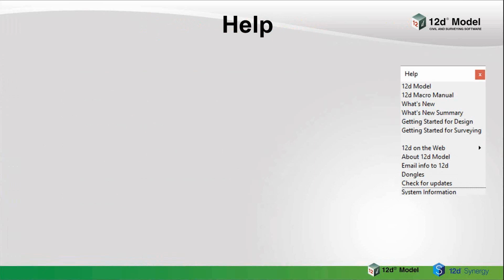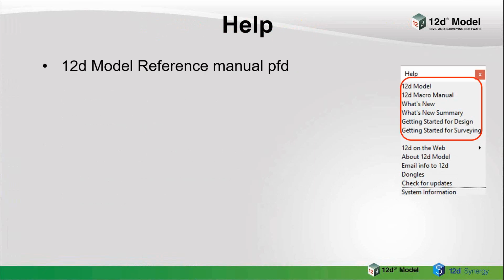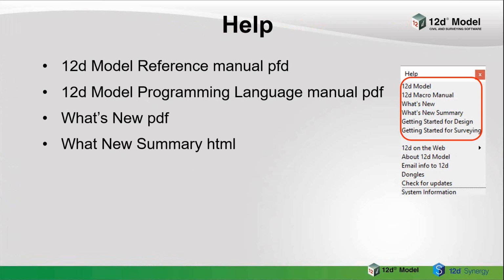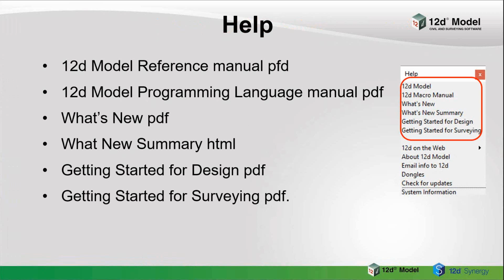And what we've done inside 12D Model on the help: you always could get the 12D Model reference manual, which is also our onboard help. When you hit the F1 key, it goes to that. The programmer's manual, or macro manual as we still call it, is there, but we've now added in for 14 the What's New PDF, so you'll be able to have it installed, so you don't have to go and download it. The What's New summaries, the final ones, will be upgraded in there, and also the getting started for design and surveying. So they'll all be installed with 12D Model, so you don't have to go elsewhere. A lot of things are now downloaded from the web; this just means you don't have to go there. They'll be on your system when you install.